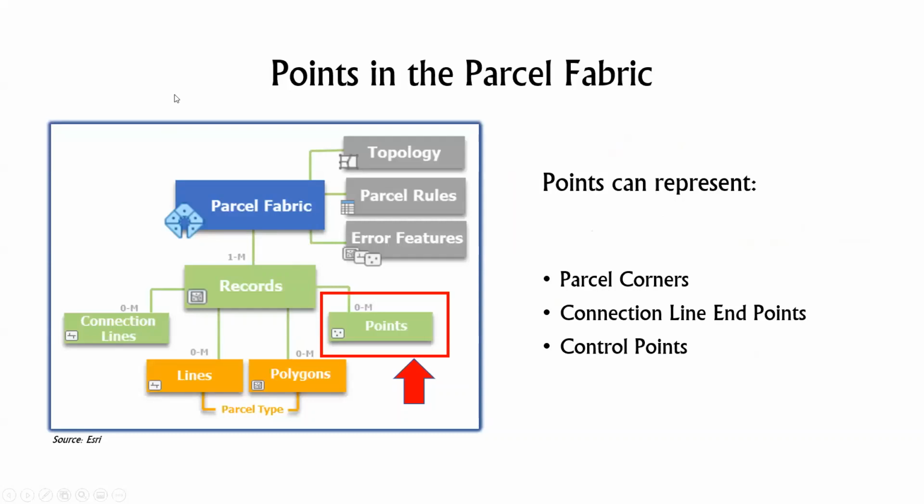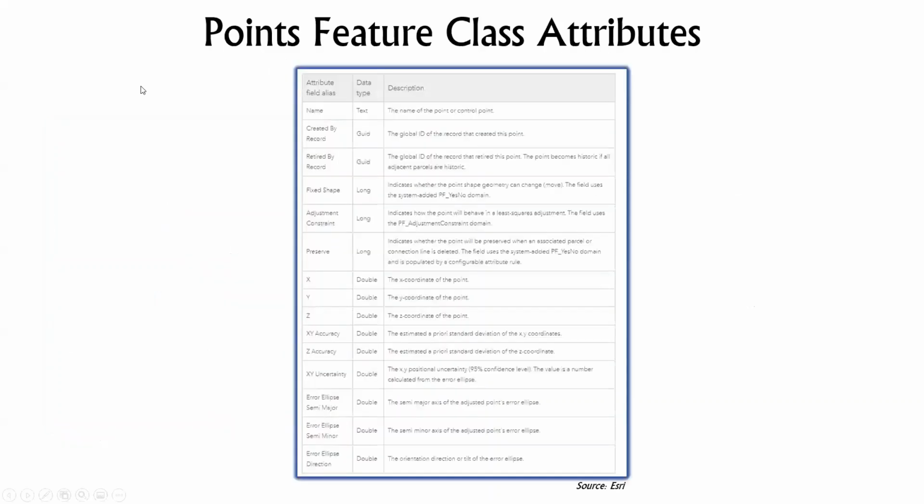So on to the next topic for today, which is points in the Parcel Fabric. Points are one component of the Parcel Fabric data model, shown here in this diagram, and are involved in the record-driven workflow. In the Parcel Fabric, points can represent parcel corners, connection line endpoints, or control points. Here are the attributes that you can find in the points feature class in the Parcel Fabric.